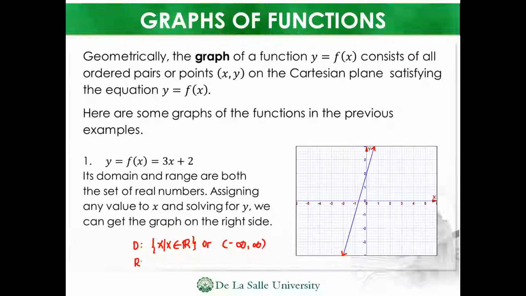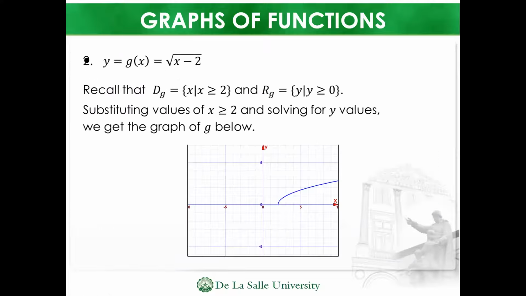Whereas for the range, let's look at the up and down motion. It extends upwards, it extends downwards. So y, such that y is an element of all the real numbers, or also in terms of interval notation, coming from below, negative infinity, going up to positive infinity. Can you follow so far? Okay. Let's look at this.